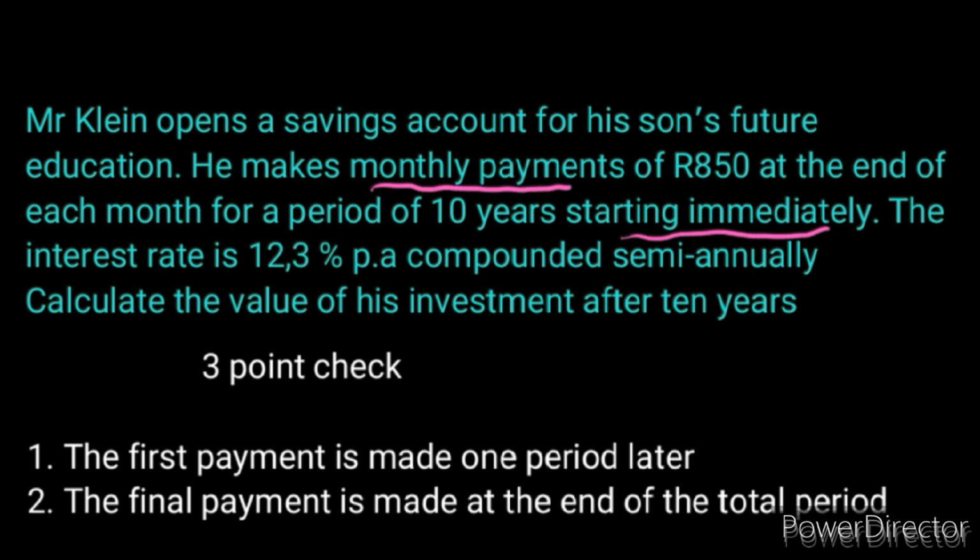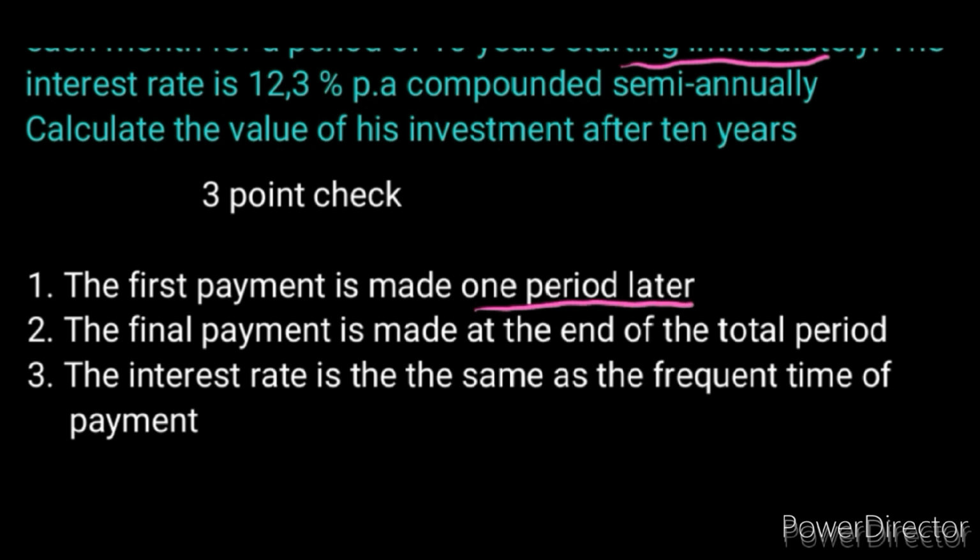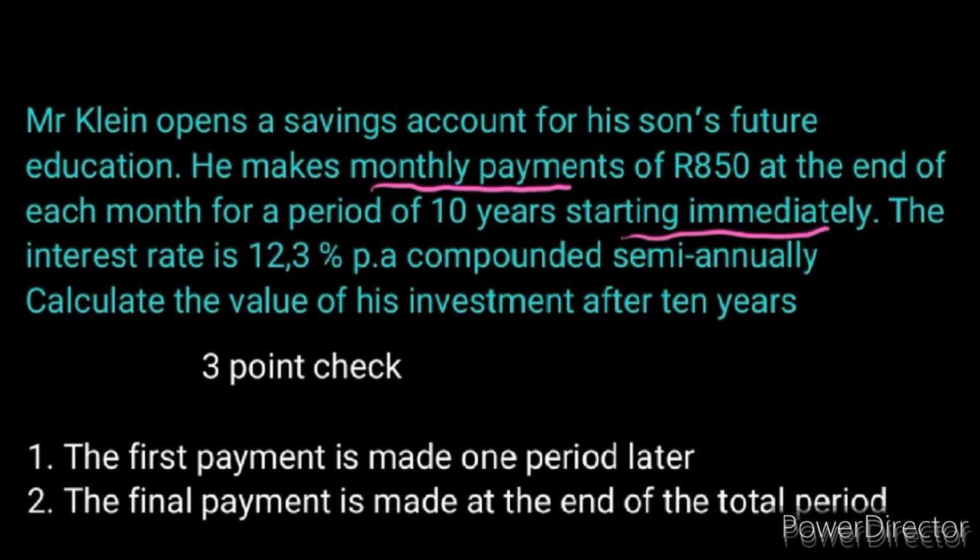What you have to understand about payments being done immediately is that there is gonna be one extra payment because payment is supposed to start 1 month later. So because it started immediately, it means there's gonna be one extra payment. So you calculate the number of payments as usual, but you add 1. So this appears a lot in past papers as well. If he pays immediately, there is 1 extra payment. So now we know it's going to be number of payments plus 1.